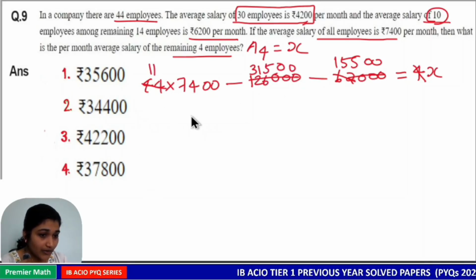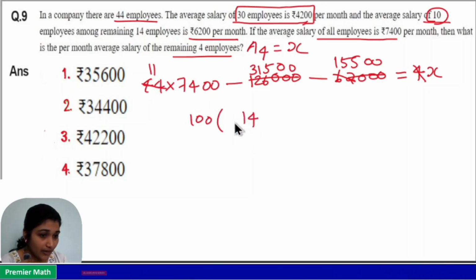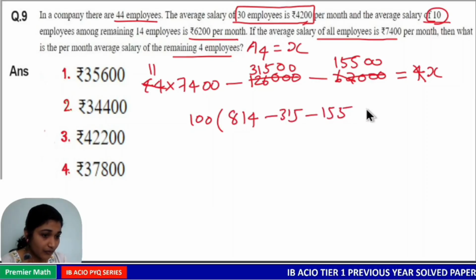Now take 100 out of all these terms, then the remaining is equal to 11 into 74, means 4 here, 7 plus 4 is 11, 7 plus 1 is 8. And here we have 315 minus 155. This is the value of X.